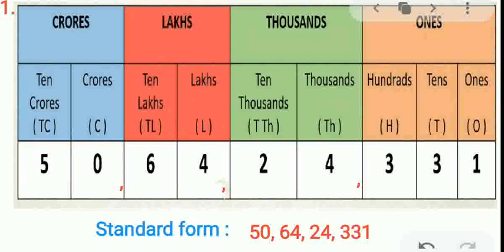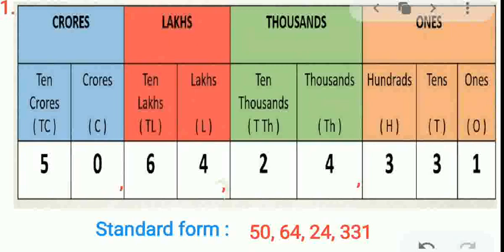Here, one number is given to you, 506424331. Now, to convert it into standard form, start counting from the rightmost place. This is the rightmost place. 3, 2, 2 is the order of putting commas. 1, 2, 3, comma, 1, 2, comma, 1, 2, comma, 1, 2. Now we can read it easily.